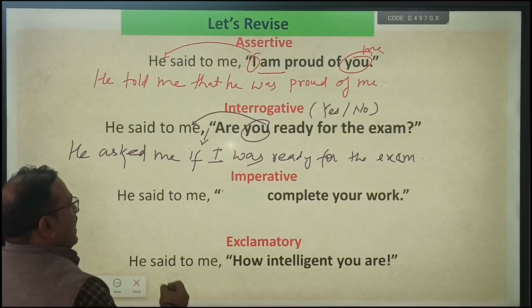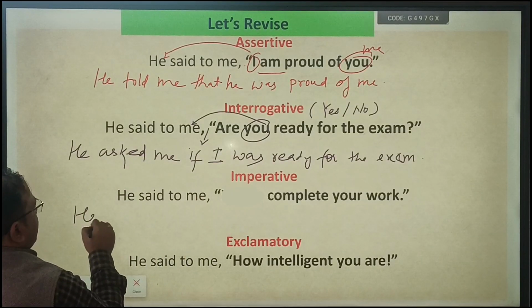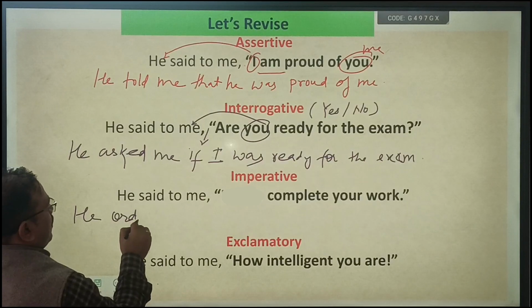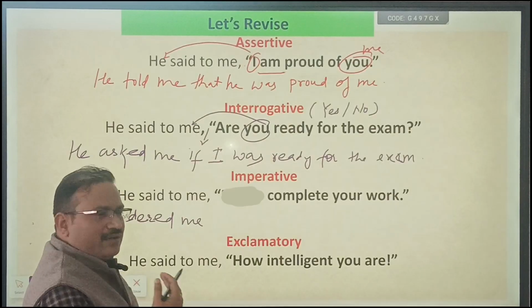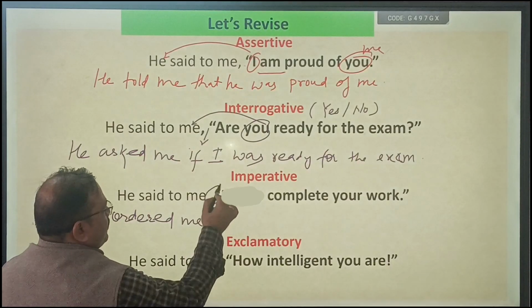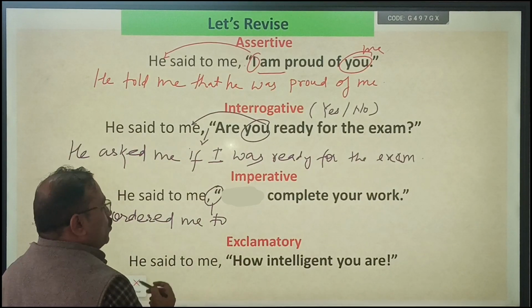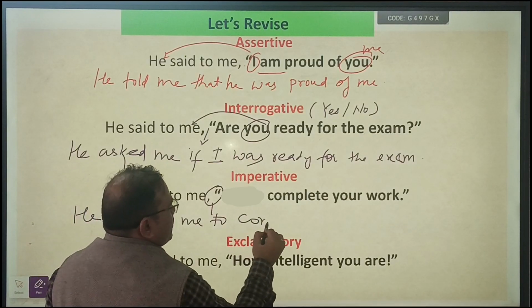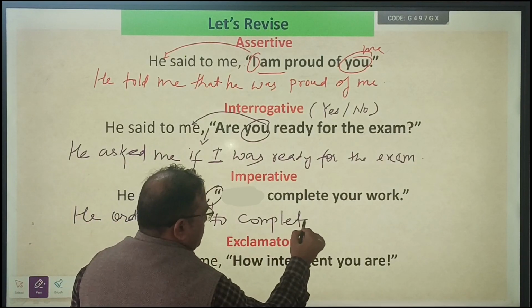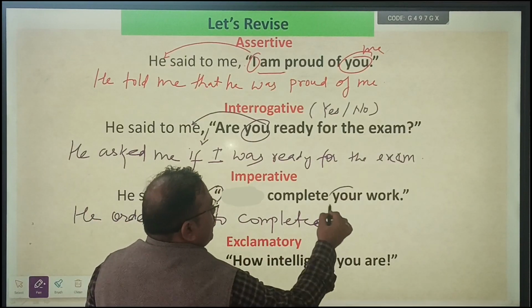Imperative sentence. Today we have discussed "complete your work." "He said to me" you can write "he ordered me" or "told me." It's an order. He ordered me to, in place of inverted comma, "to." He ordered me to plus verb, to complete. To plus verb in place of this.